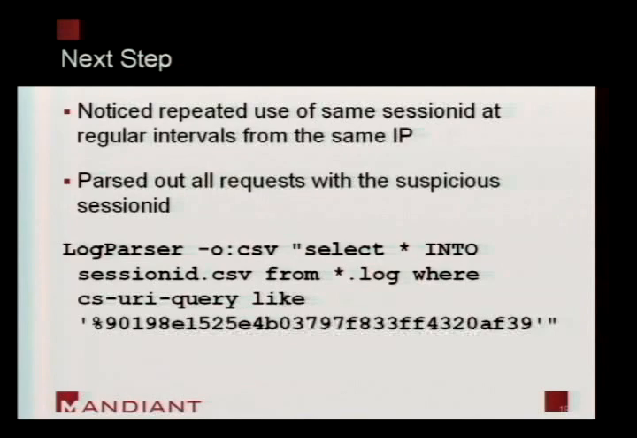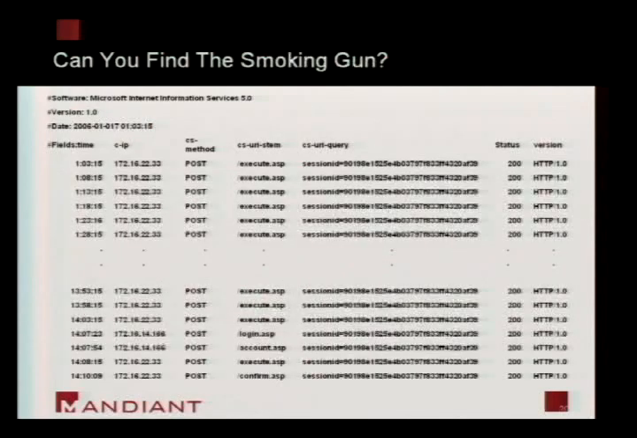So what we saw was multiple requests for execute.asp occurring approximately every 5 minutes from the same IP address using HTTP version 1.0. After we noticed that, we said, let's pass out all requests with that particular suspicious session ID. Well, you don't see the same session ID occurring every 5 minutes. There seemed to be something wrong with that. So there you see the Log Parser query saying, that particular session ID in the URI query, show me every single one of those requests from the web server logs. And here's what we found.